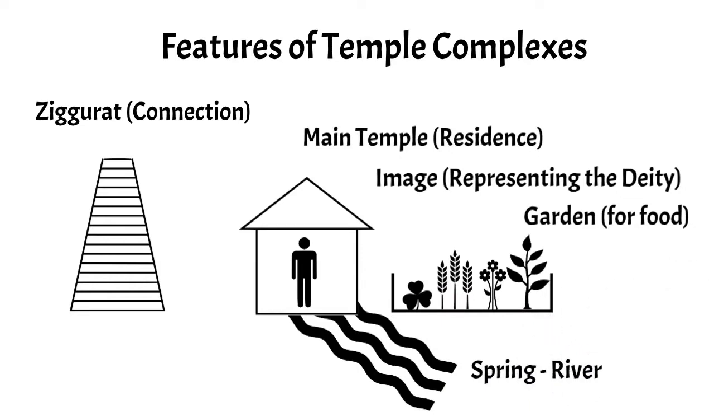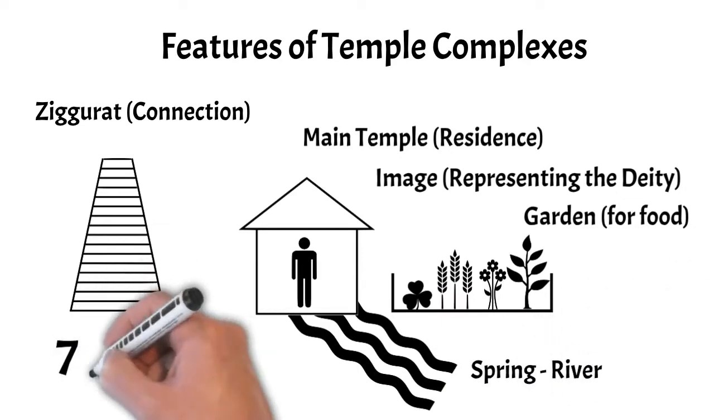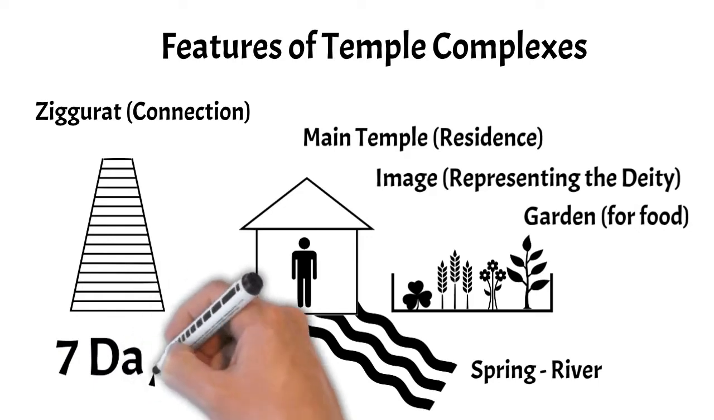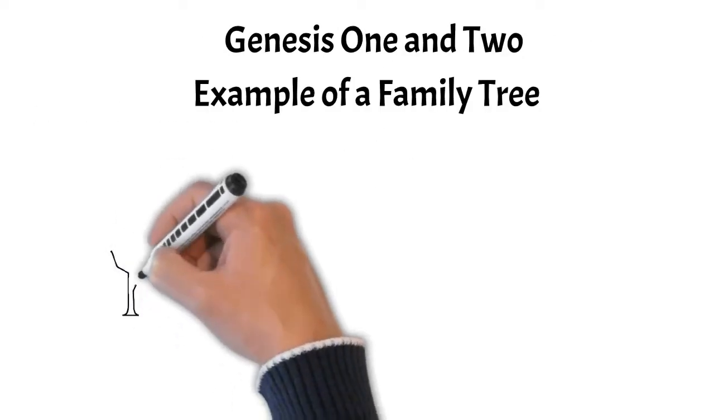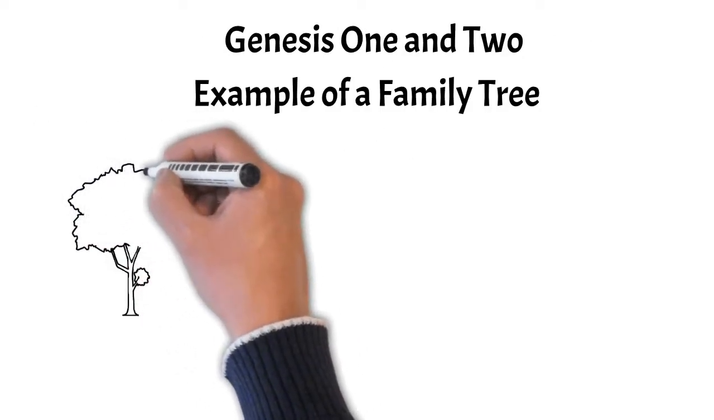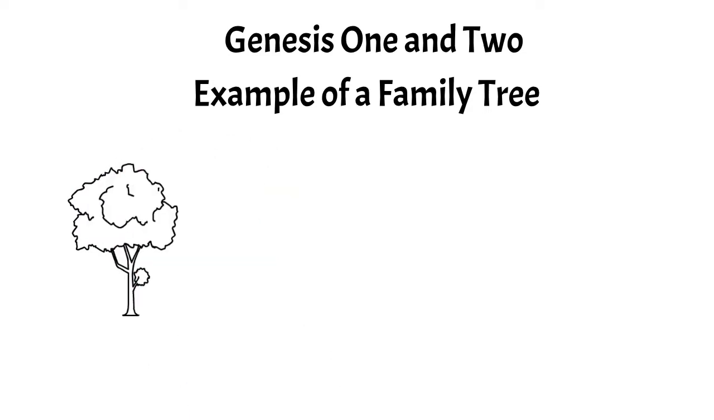In addition, from the ancient Near East, we have stories of the founding of a temple taking place over 7 days, the construction of a temple taking 7 days, and annual feasts for the rededication of a temple taking 7 days. With these features in mind, we will turn to Genesis chapters 1 and 2. But before we do that, I want to talk about a family tree.